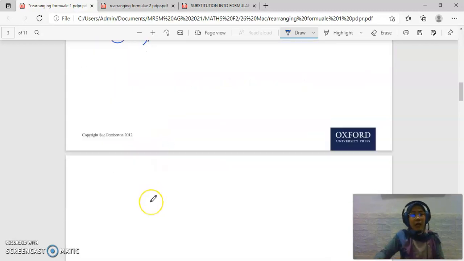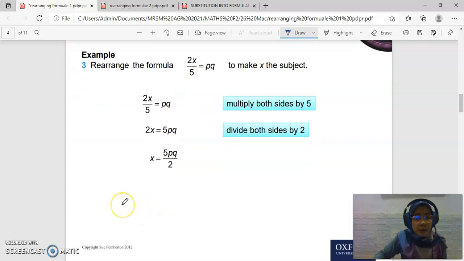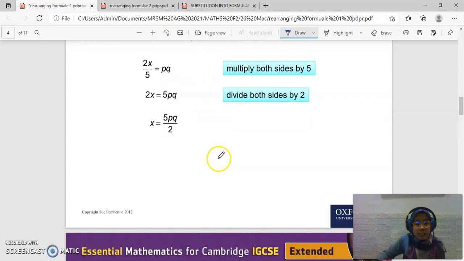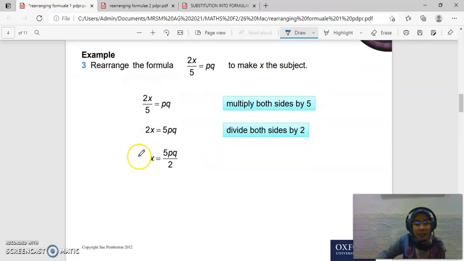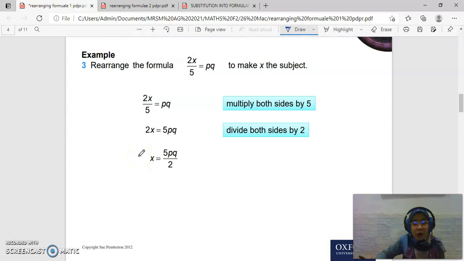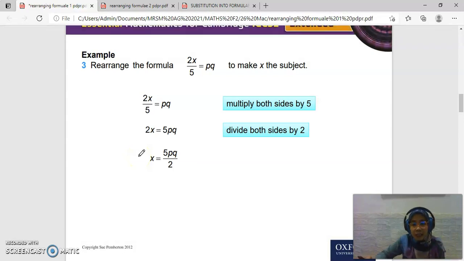So we go to the third example. Rearrange the formula x over 5 equal to pq to make x the subject. Actually this one is a simple formula. It's okay. The important part is that the concept is clear.